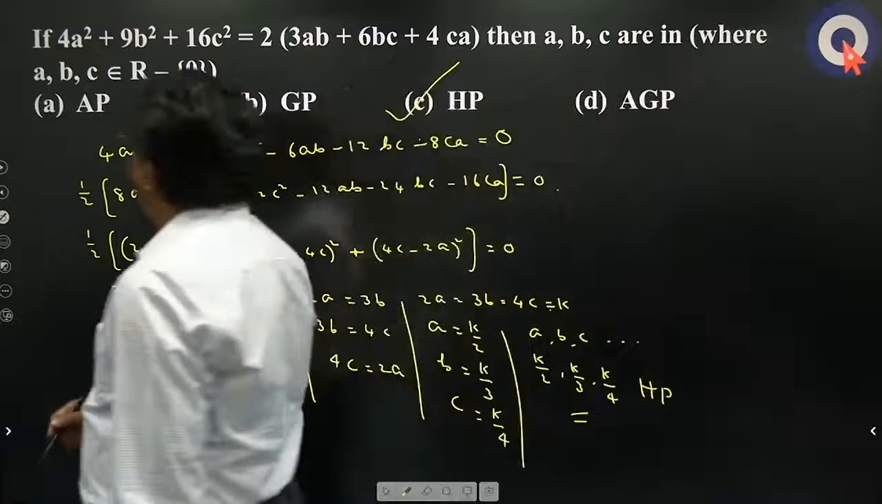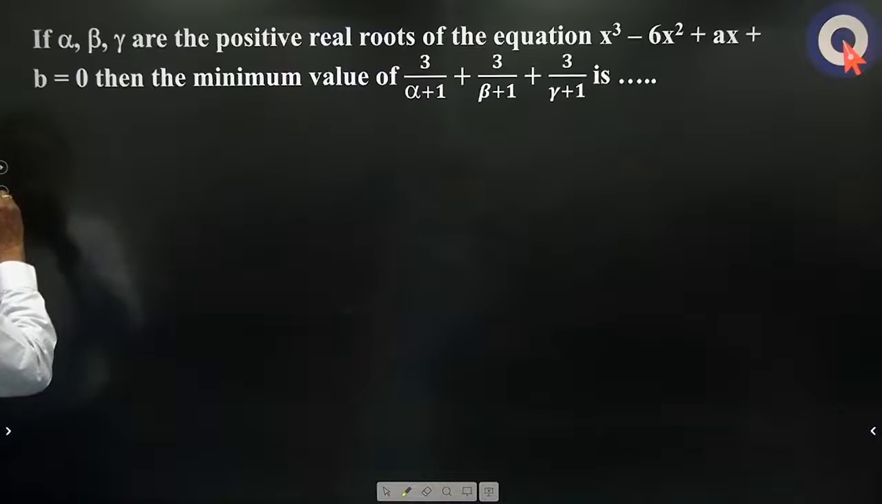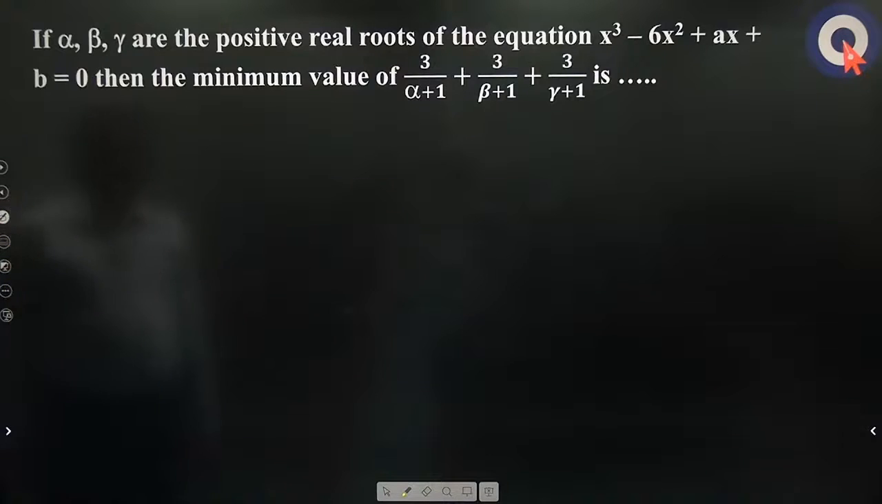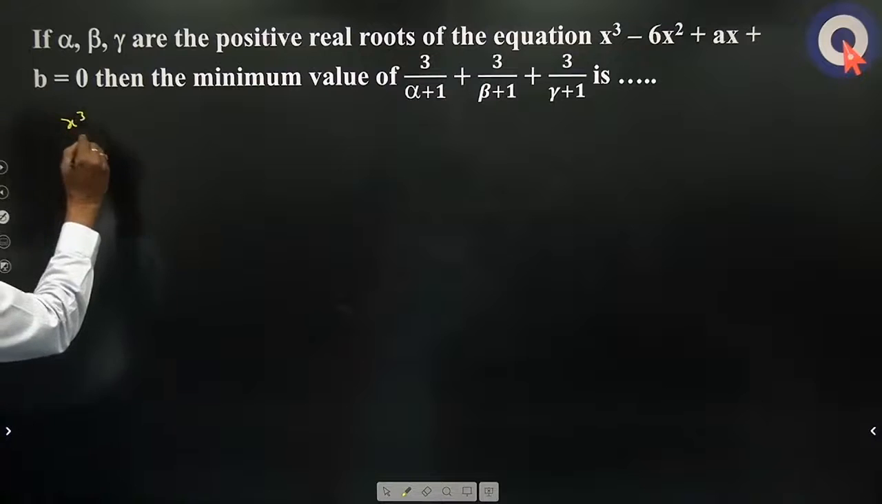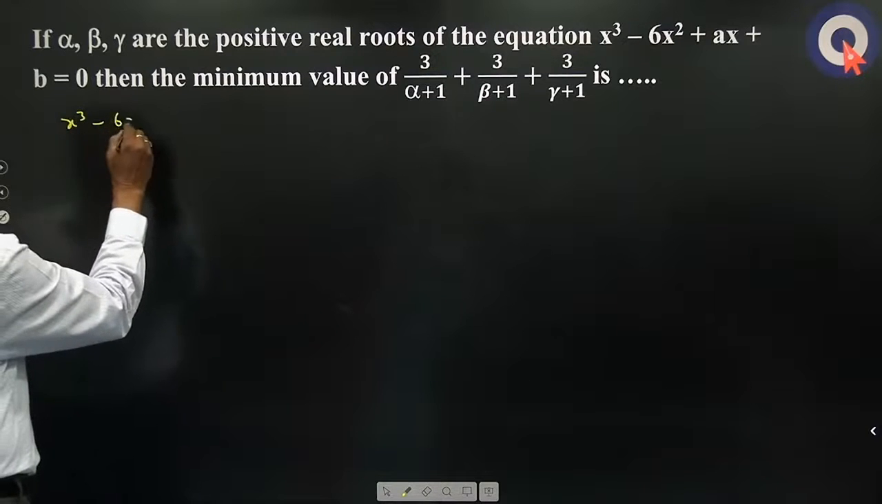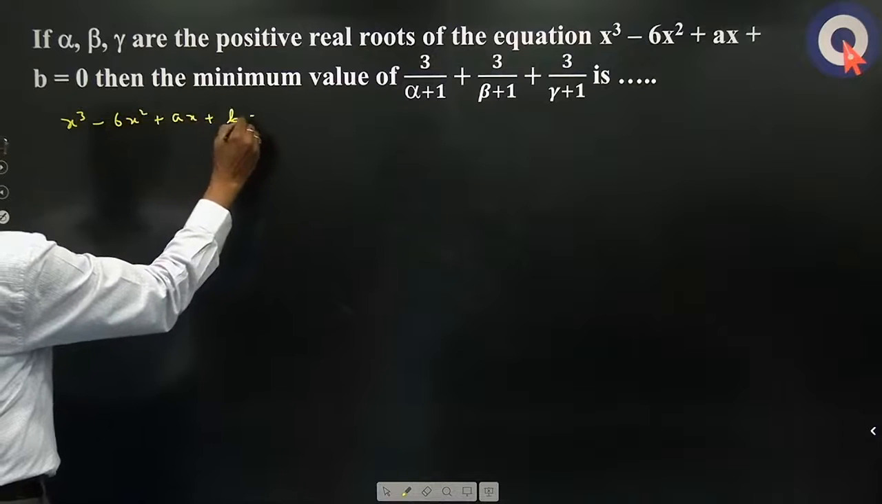All right. Let us see the next problem. Alpha, beta, gamma are the positive real roots of the equation x cube minus 6x square plus ax plus b is equal to 0.